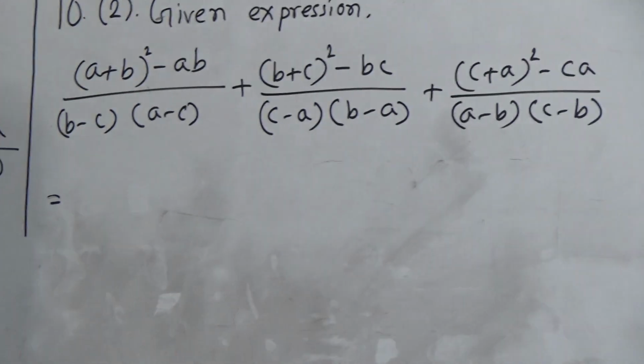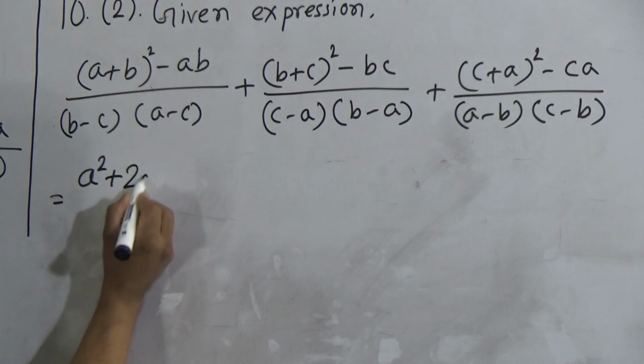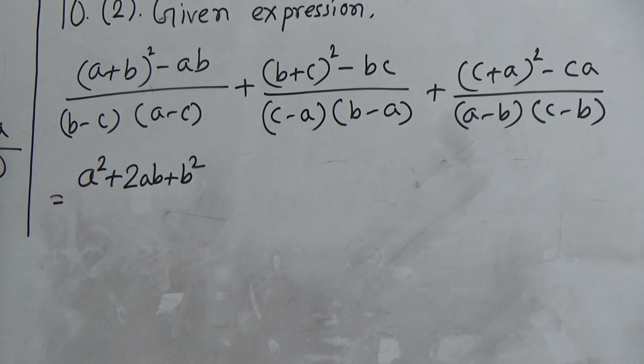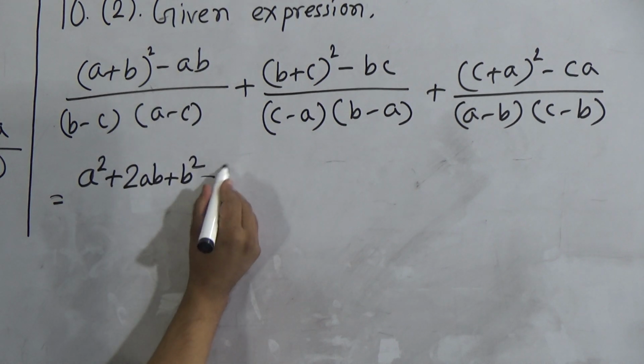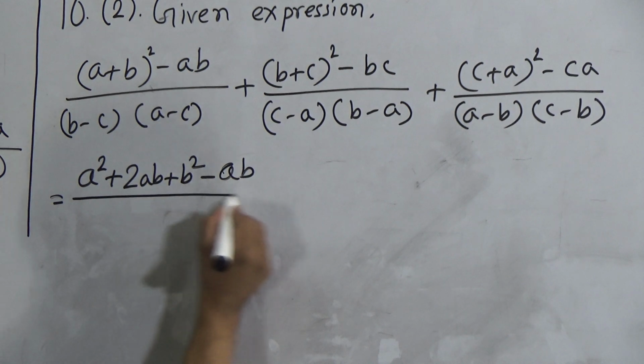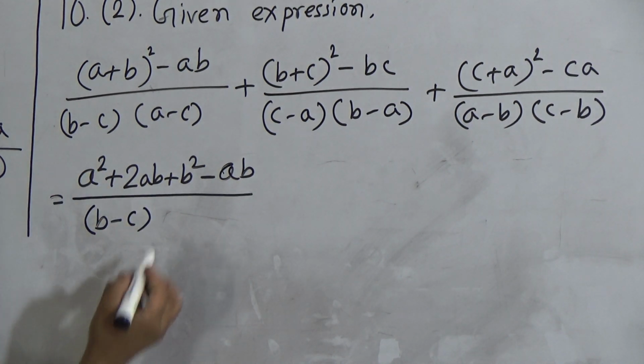Now that is equal to: we can write (a plus b) whole square, that means the formula is a square plus twice ab plus b square. This is the formula of (a plus b) whole square, and minus ab remains unchanged in the numerator. Now the denominator will be b minus c into, we will write, c minus a.